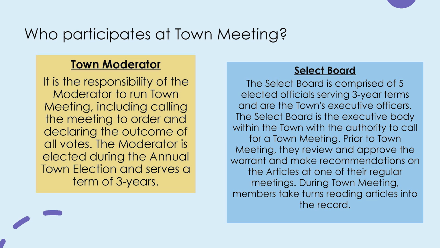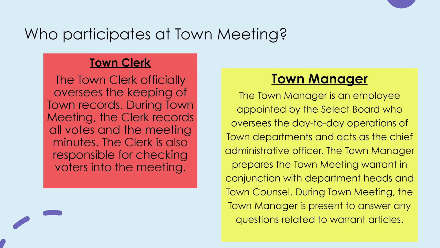The Select Board is the executive body within the town with the authority to call for a town meeting. Prior to the meeting, they review and approve the warrant and make recommendations on the articles at one of their regular meetings. During town meeting, each member of the board takes turns reading the articles into the record. The town clerk is also involved. The town clerk officially oversees the keeping.